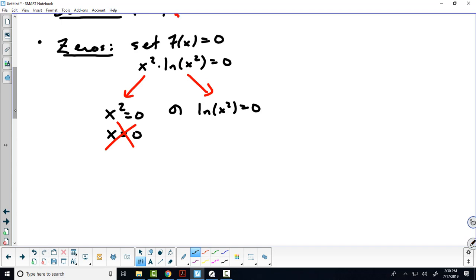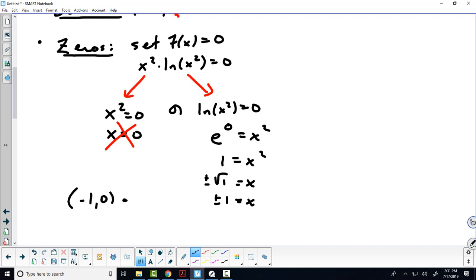Okay, but looking at the second factor, when is the natural log of x squared equal to 0? Well, it's the same time when e to the 0 is equal to x squared. So what did I do there? There's two ways of thinking about that. One is that I raised both sides to the power of e, but the better way to think about it, I think, is I wrote the logarithmic statement as its equivalent exponential statement. Well, what is e to the 0? It's 1. And so if we solve for x, we get plus or minus square root of 1, or x equals plus or minus 1. So the zeros, the x-intercepts, are at (-1, 0) and at (1, 0). Those are the zeros of this function.